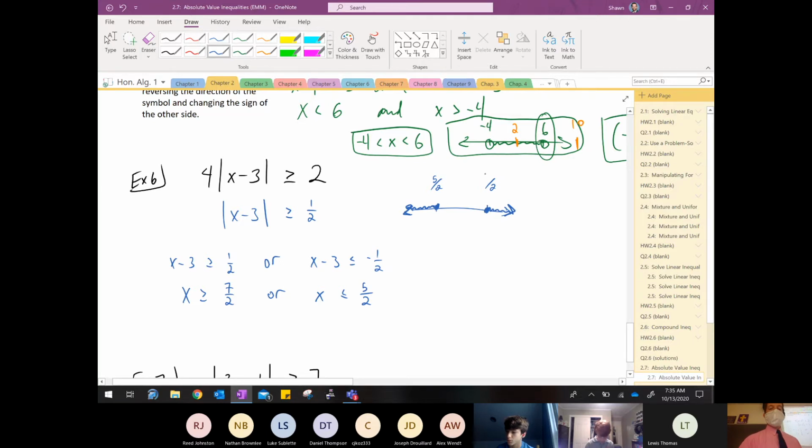Now, what that looks like is where we don't have an overlap, right? We don't have an overlap, but that's okay. It was an or statement. What's the key phrase for an or statement that we're looking for? At least one is true. Okay, good. So when I pick a value like, I don't know, pick me a number Alex, pick me a number that's greater than 7 halves.